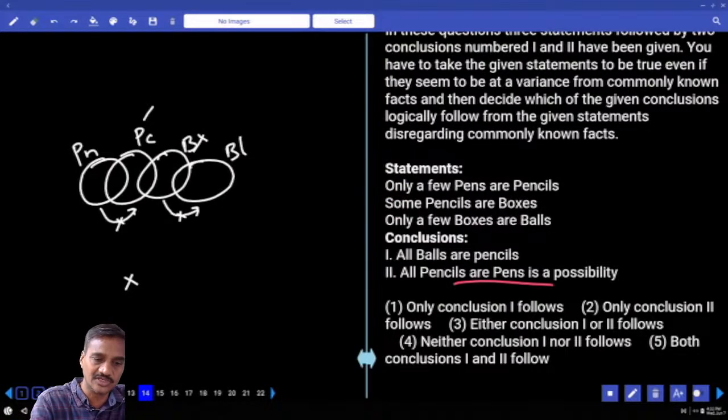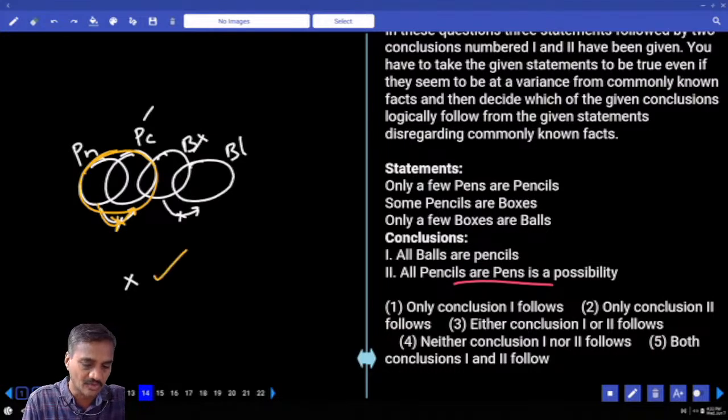Pen cannot be a part of pencil. Now this arrow is from where to where? Pen to pencil, but not from pencil to pen. This entire pen cannot be a part of pencil, but pencil can be a part of pen. Now tell me whether I am able to write like this or not. Clear? Hence it is possible. What is your answer here? Only two. Choice 2, question number 14.